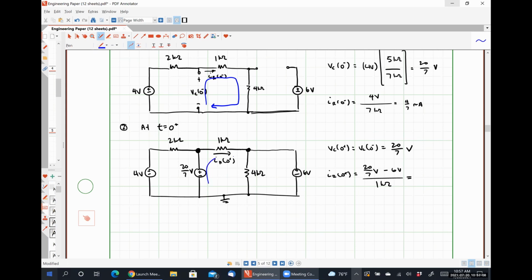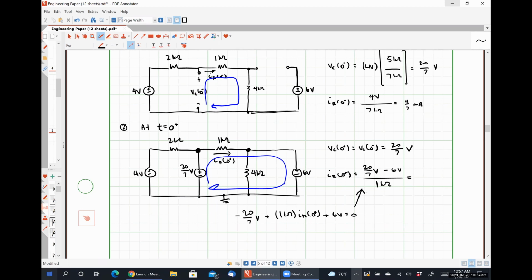If we go around this loop, we would wind up getting -20/7 of a volt plus 1 kilo ohm times IR at 0 plus 6 volts is equal to 0, which rearranged is exactly that equation. So if we do nodal analysis, we get that result. If we do KVL, we get that result. Or if we use Ohm's law, we get that exact same result. It does not matter which of those 3 ways we approach this problem. We will literally wind up with the exact same equation.